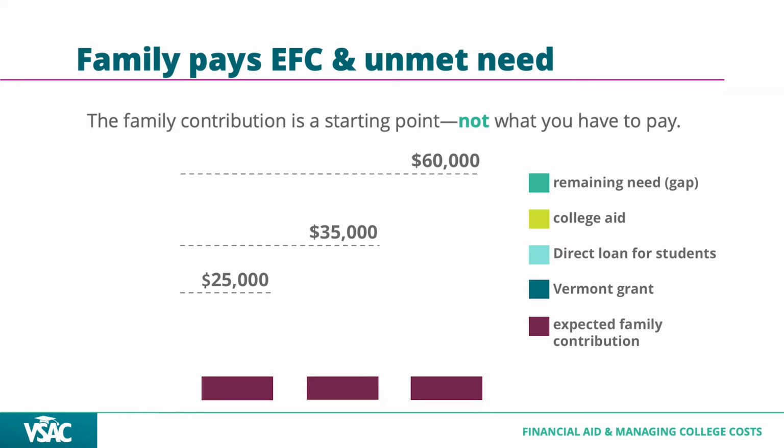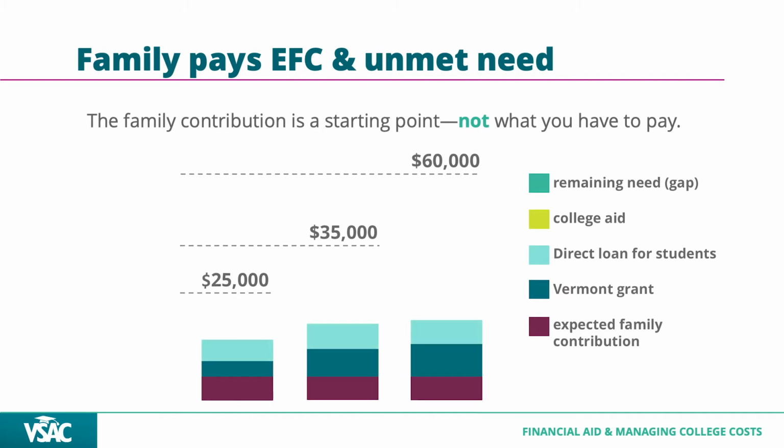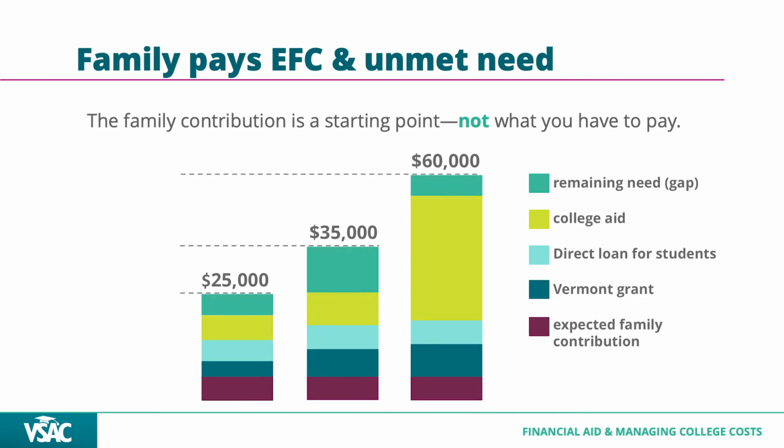The EFC at each college is the same, but after that EFC, which is the building block, then need-based aid is determined. So we will have information about the Vermont grant in there, the direct loan for students, college financial aid, and then there's going to be an amount possibly of remaining need. That's the gap. And so the family will have to not only come up with this EFC that was determined as part of the financial aid process, but they will also need to meet that gap.